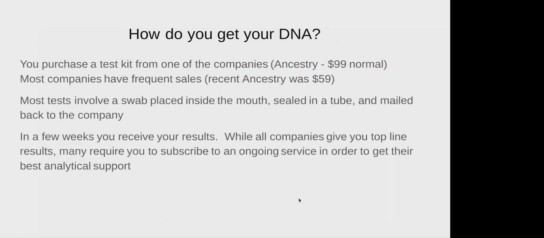So how do you get your DNA? If you have not done it, you purchase a test kit. Most companies have frequent sales. Recently, Ancestry, which is normally $99, was selling kits for $59. Most tests involve a swab in the mouth, seal it in a tube, mail it to the company, and you get your results. Almost all the companies give you the top line results, meaning who do you match? But they also have more sophisticated services, and in order to get those, you sometimes have to be a subscriber.